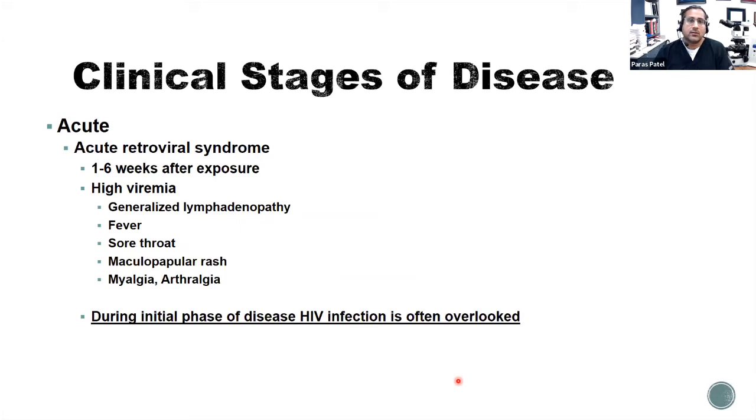And they call it acute retroviral syndrome in this case, 1 to 6 weeks. And like any other primary infection, a lot of times we have some high viremia, generalized lymphadenopathy, fever, and the other constitutional signs that you would expect to see in an infection, okay? Whether it be viral or bacterial in some cases.